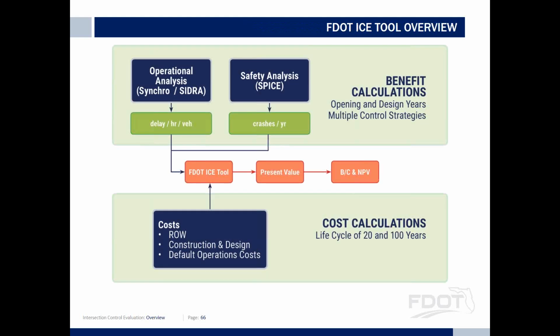Here's kind of the overview of what we're doing here. So we're putting everything together. And again, the operational analysis based on the Capex, the safety based on SPICE, all goes into the FDOT ICE tool. You get present value of the change or the benefit, present value, and the BC and net present value. Cost calculations for the life cycle of 20 and 100 years, so the right of way. Yes. Is there a question? I'm sorry. Okay. No. Go ahead.